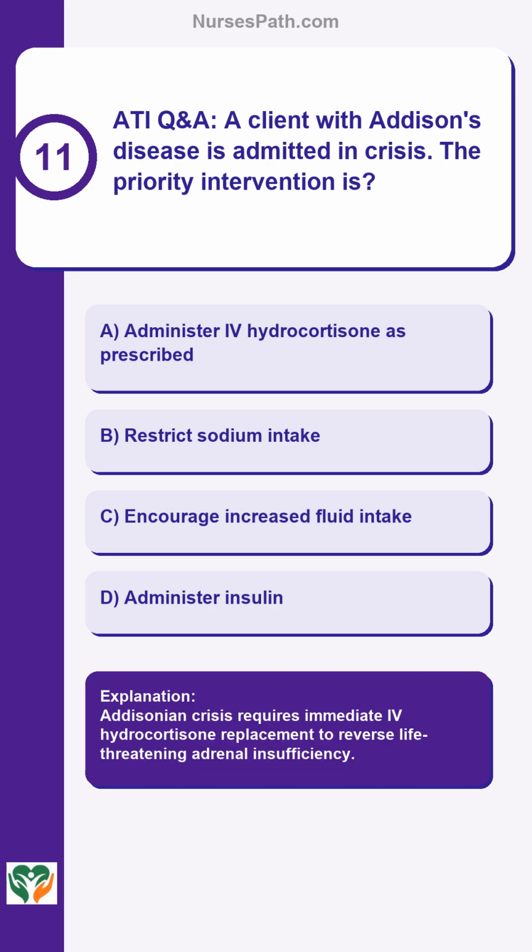Addisonian crisis requires immediate IV hydrocortisone replacement to reverse life-threatening adrenal insufficiency.